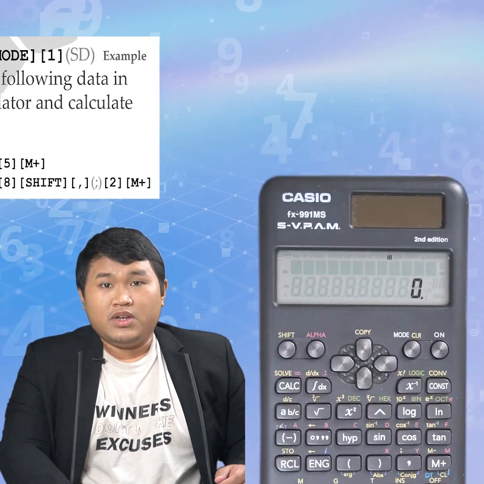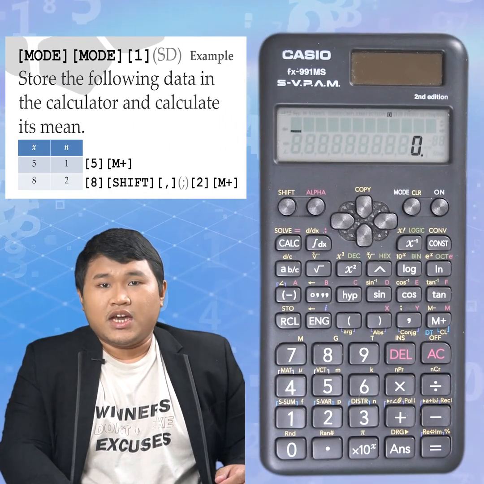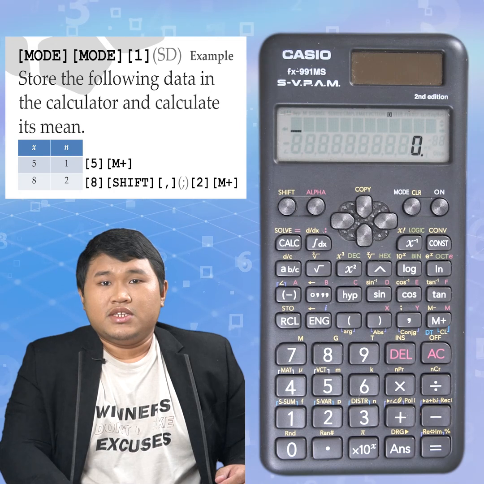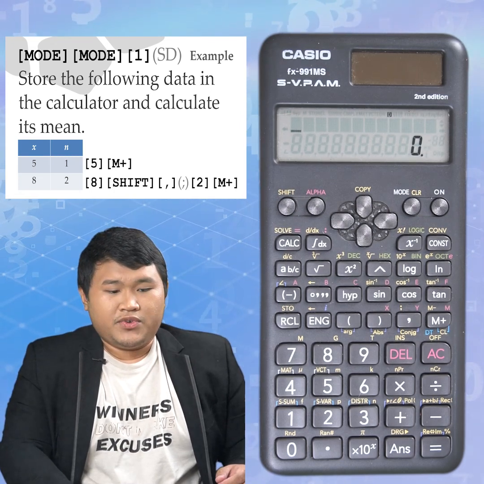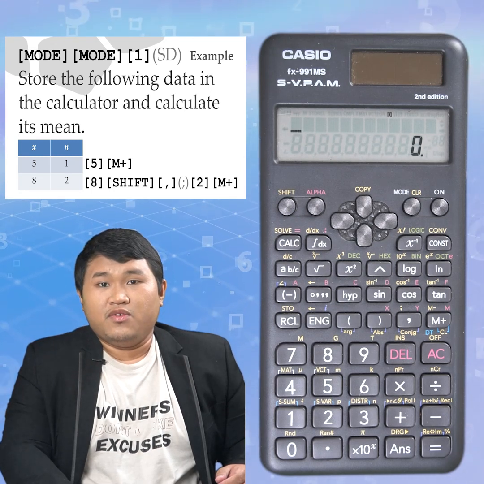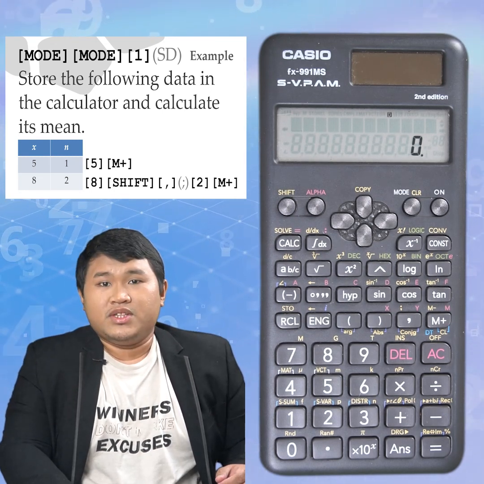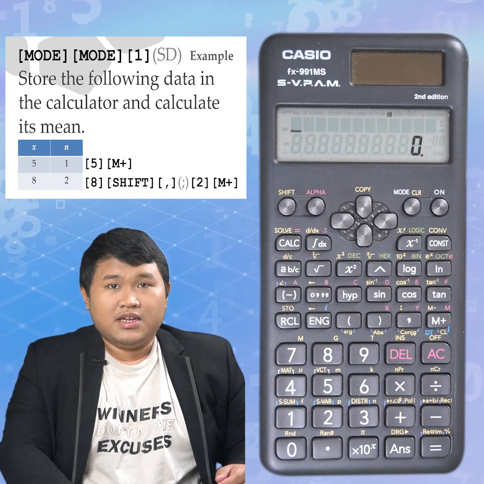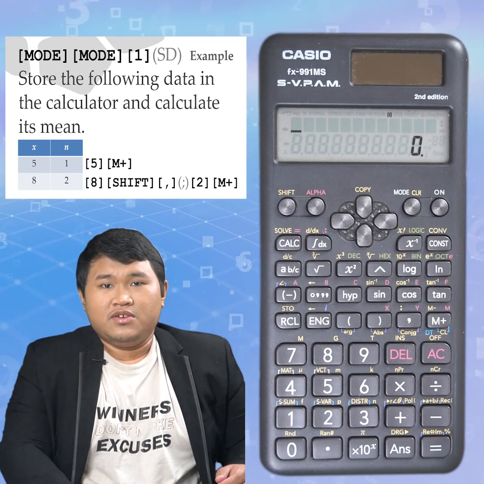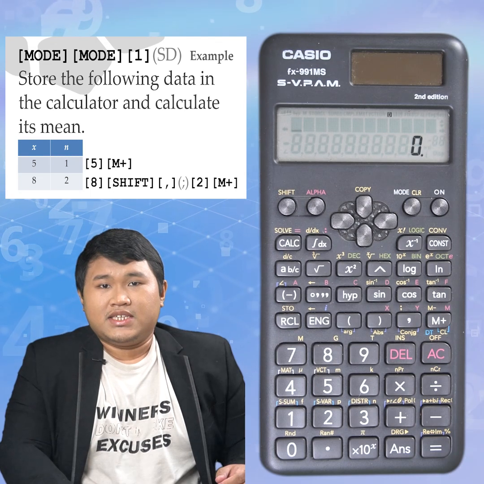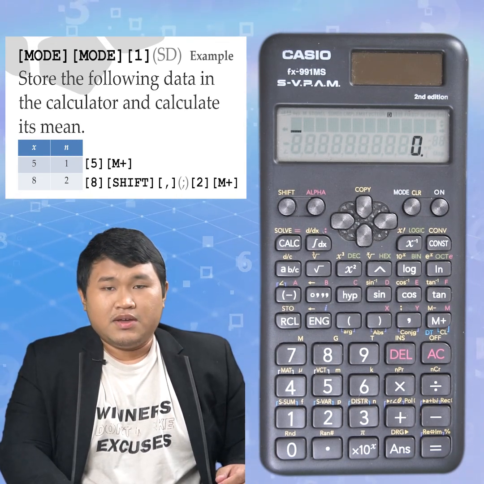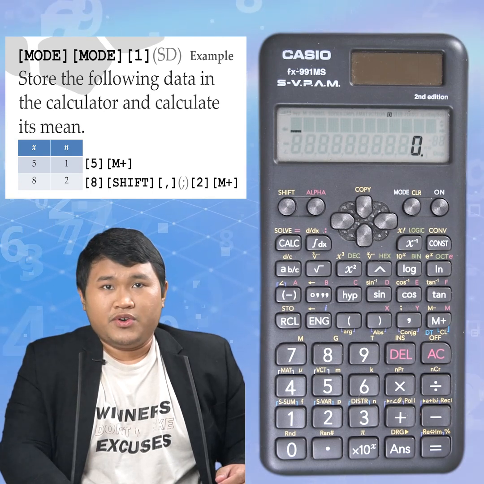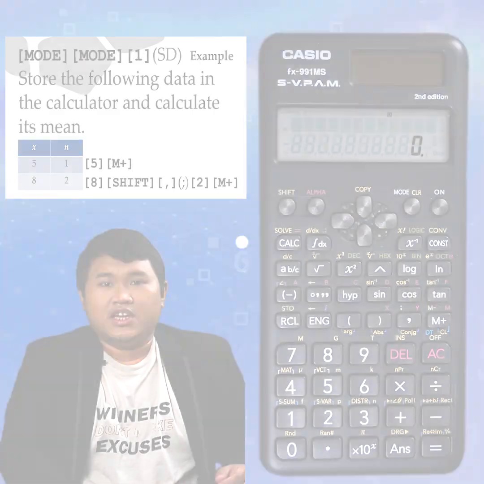Let's start. In this example, we will store the following data and then calculate the mean. In this table, we have two data values. The first is the value 5 for x with a frequency of 1, represented by n, and the second data value is 8 for x with a frequency of 2. To calculate the mean of this table, first we need to store it in the calculator.